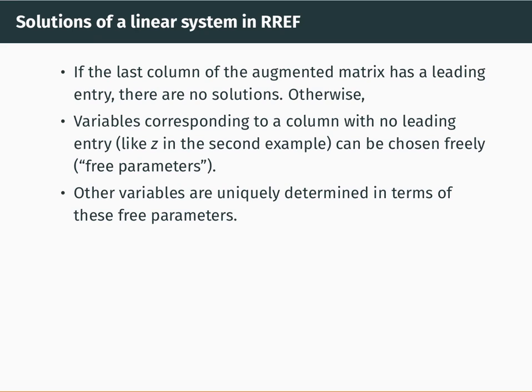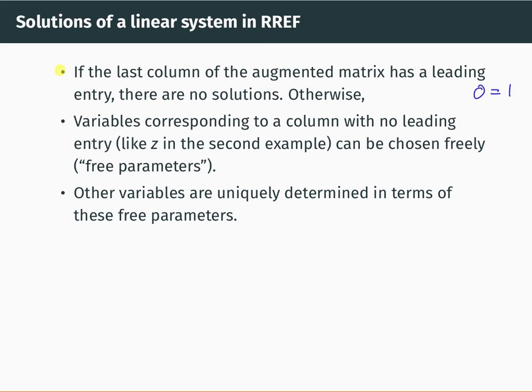Here's a summary of how to read off the set of solutions to a linear system which has an augmented matrix in row-reduced echelon form. The first step is to look at the last column. If the last column of the augmented matrix has a leading entry, there are no solutions at all to the linear system. That's because if the last column has a leading entry, then there is an equation in your linear system of the form 0 equals 1. There can be no solutions to such an equation, and therefore there are no solutions to your linear system.